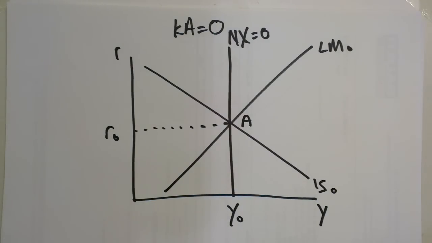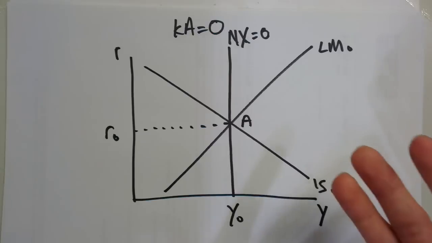Alright, so what happens when the multiplier increases? The answer is your IS curve is going to shift to the right, and it's going to be steeper also. Now, if you don't know how this works, let me share this with you again, a quick revision.